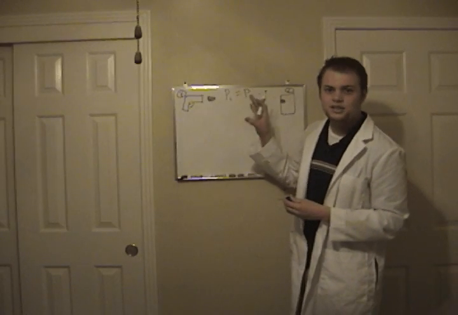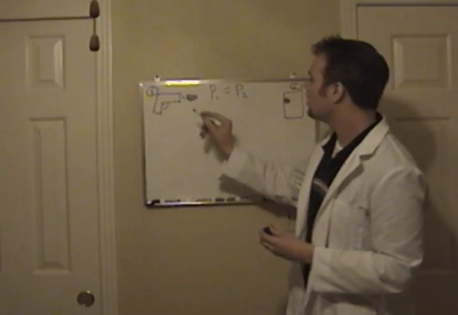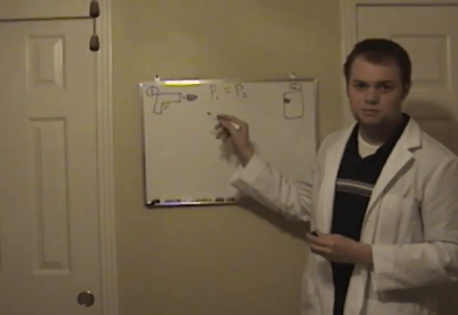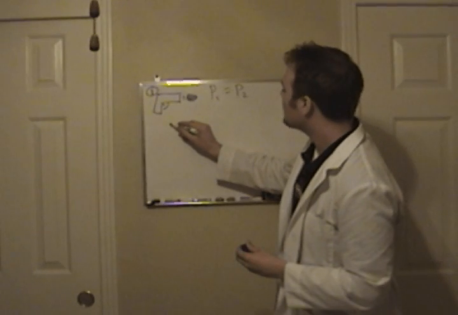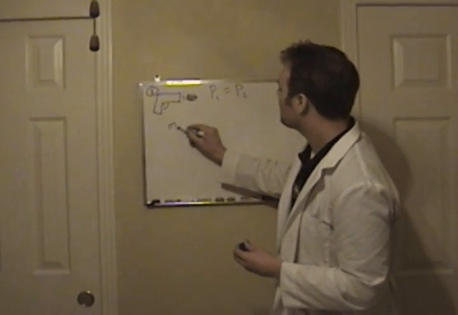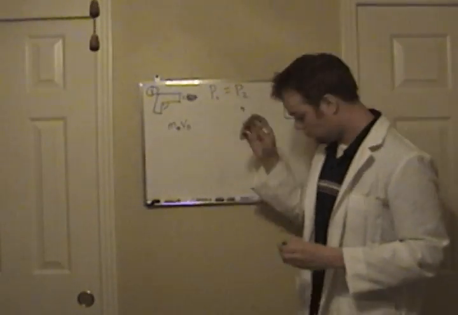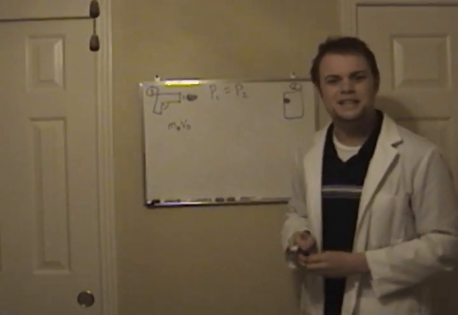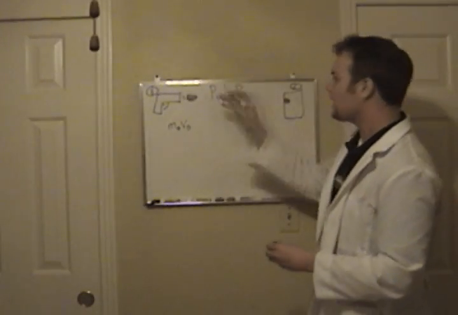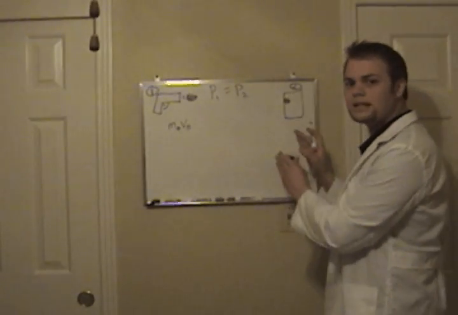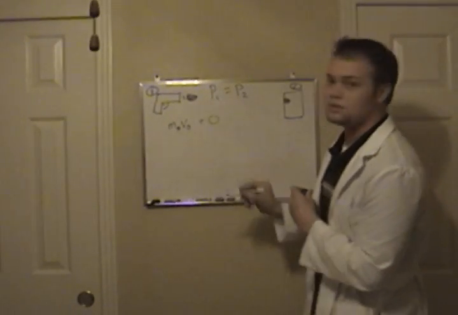Let's apply this to our problem. At point 1, only the bullet is moving. And we define its momentum as its mass multiplied by its velocity. And I'll use the subscript B to denote bullet. Now at that point 1, the block of wood isn't moving at all. So its momentum is 0.